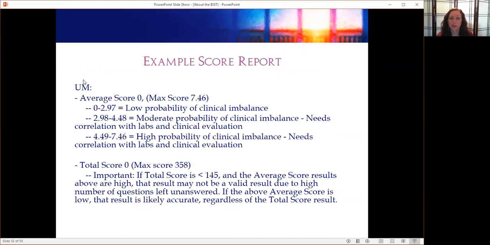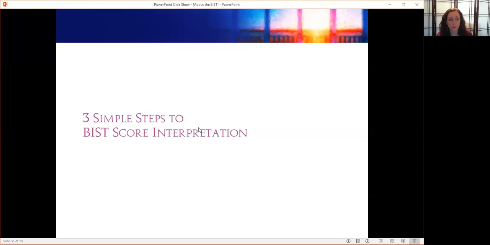Here's their score for undermethylation. You've got their average score. This is the score that they did. And then here's the ranges so that you know where this person falls. So for example, this one is low. The total score is a 0. And this is our validity measure, which we'll talk about here in a moment. So their total score was actually quite low. Overmethylation, same kind of thing, low, moderate, and high probability, as well as the total score validity measure. Copper imbalance, copper overload, pyroluria, zinc deficiency, and heavy metals.